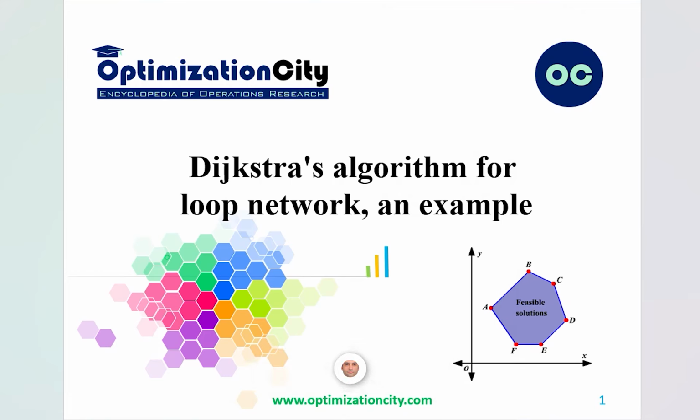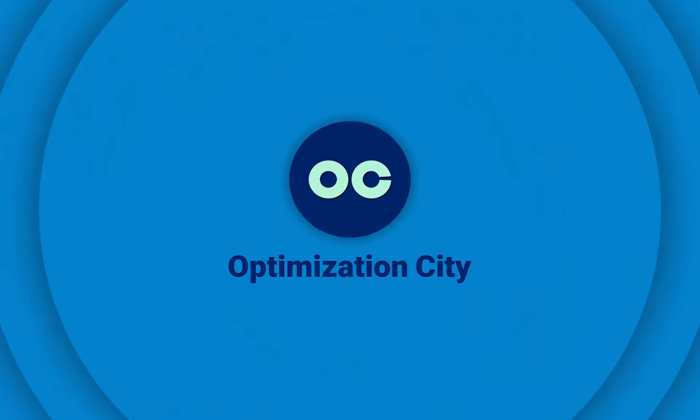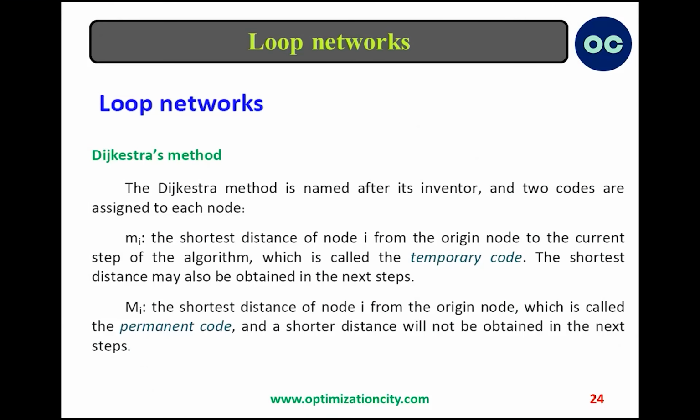In this video, we are talking about the Dijkstra Algorithm for loop networks and solving an example of this problem. Let's move on. In the loop network, there are arcs that create loops, allowing movement between nodes in both forward and backward direction. To find the shortest path in such a network, two methods are commonly used.